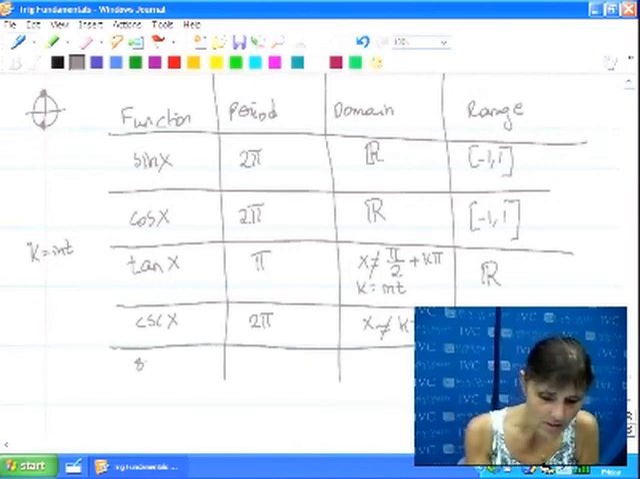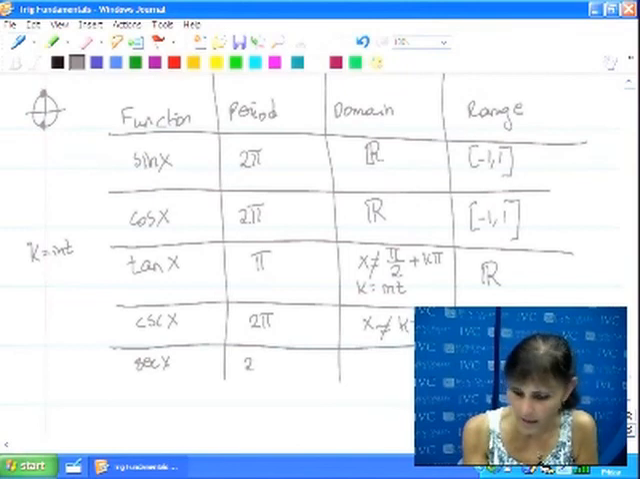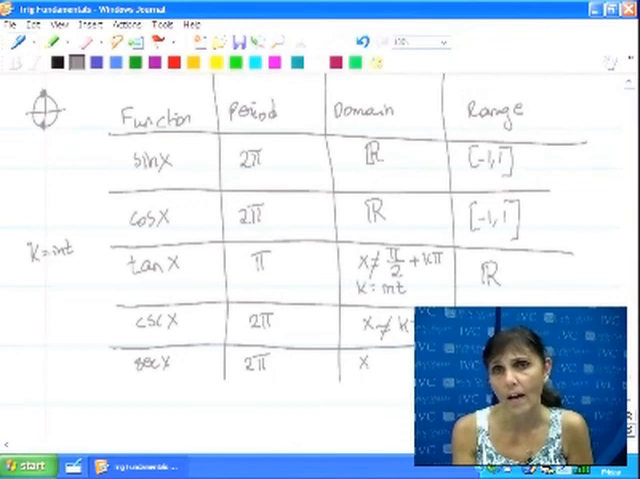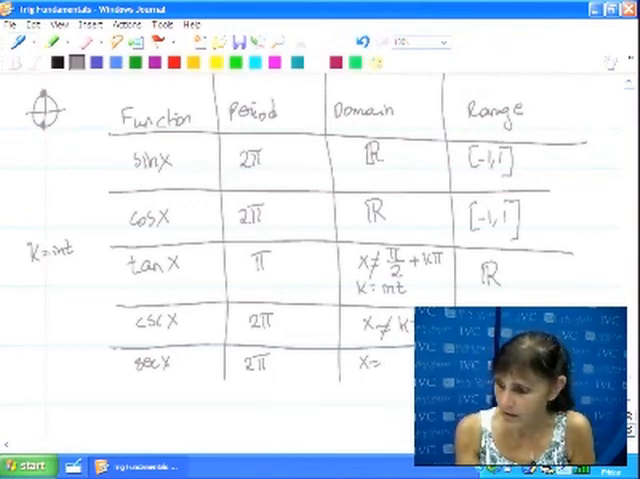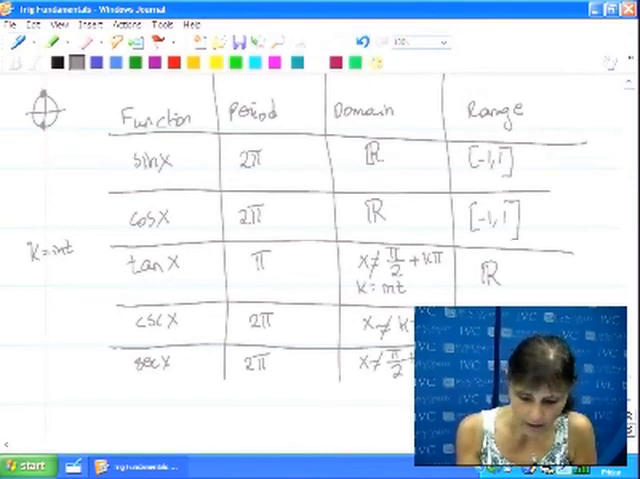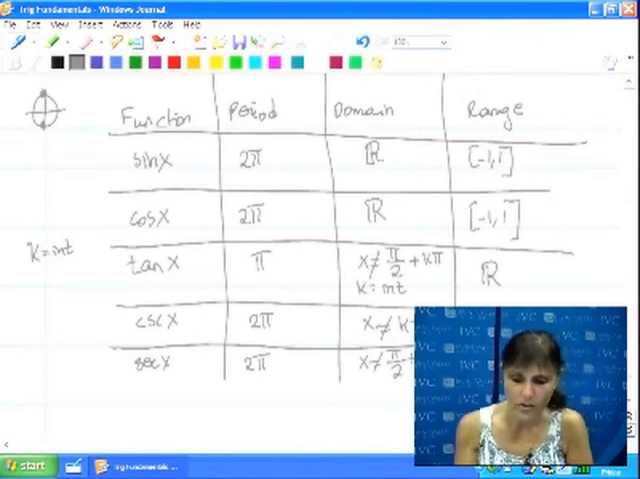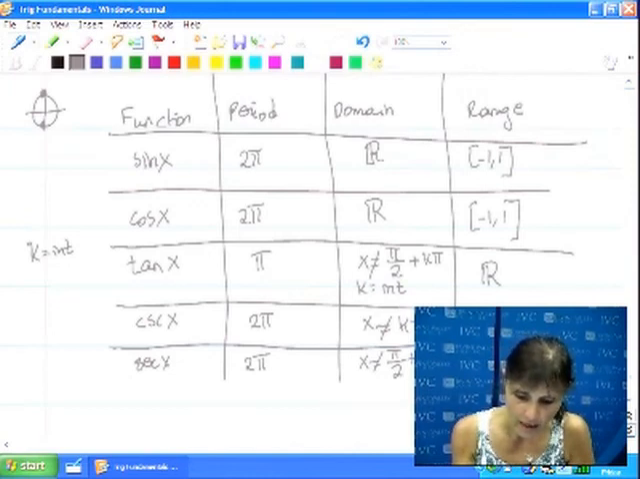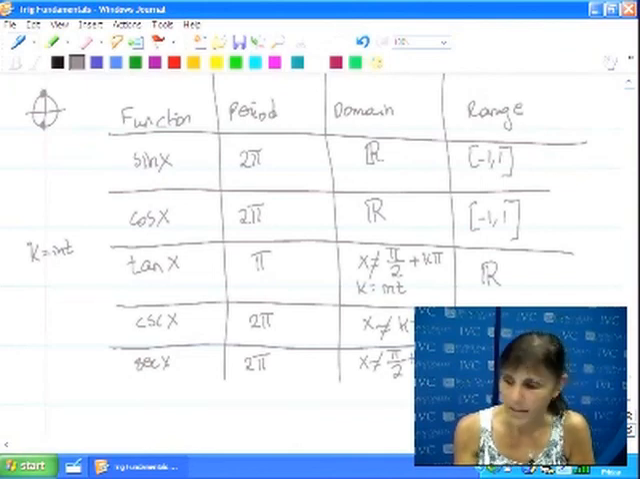Now, how about secant? Secant will have the same periodicity, so it's going to have 2 pi. But I need to take out the things where cosine is 0. Where is it 0? It cannot be pi over 2, or I cannot have k pi things. I can add 1 or 2 because that's going to repeat. The 0 will repeat every pi interval. And then again, the same thing for secant: I cannot have values between 1 and -1, so I need to write that as that.